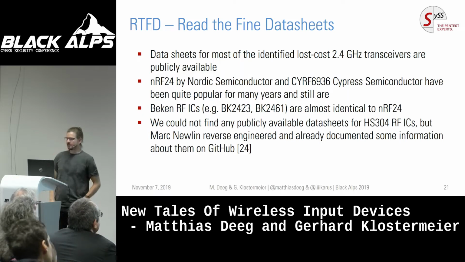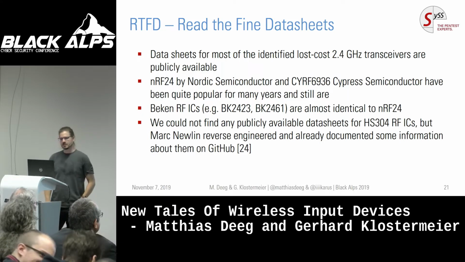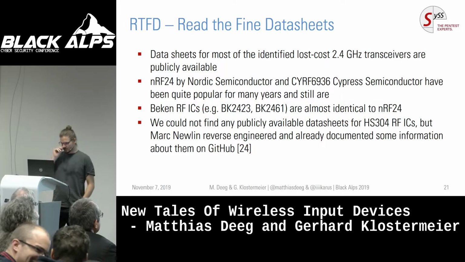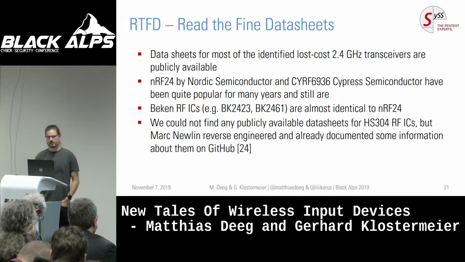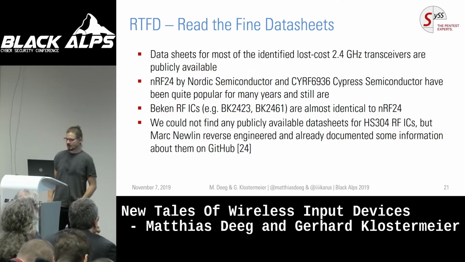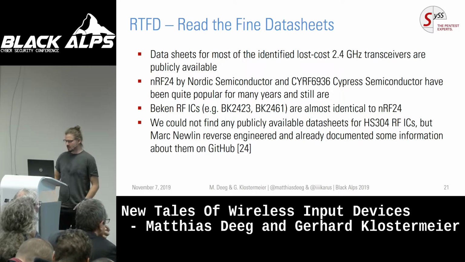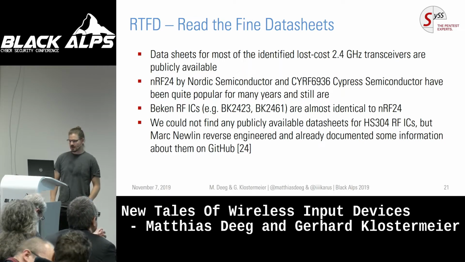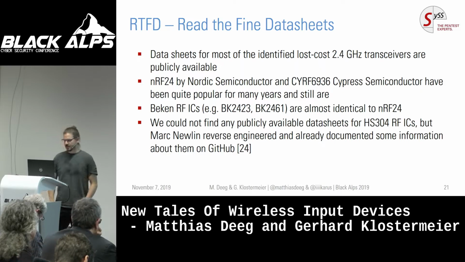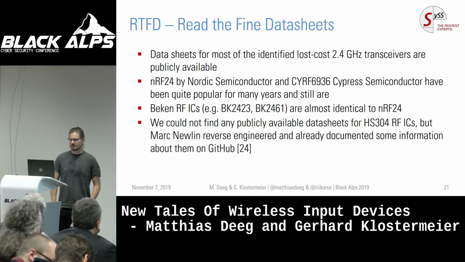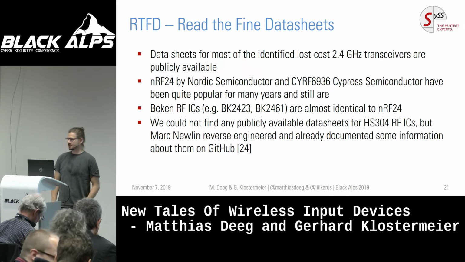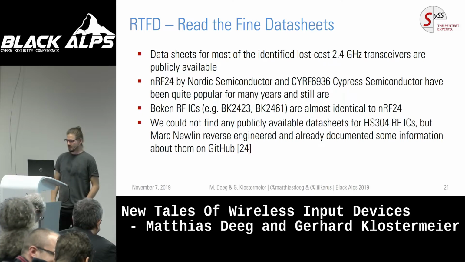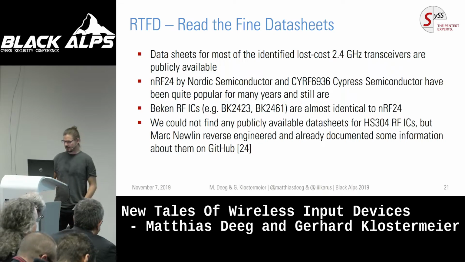First of all, you try to find the datasheet, and in most cases, actually, we got lucky. The datasheets for the NRF24 and for the Cypress chips are freely available online and used in some of these products, and you can learn a lot about these devices. In some other cases, like the Beken RF chip, we got lucky as well. It is a completely different vendor, but the chip is basically a clone of the NRF24 chip, so you can apply a lot of the knowledge you gained before to these chips.